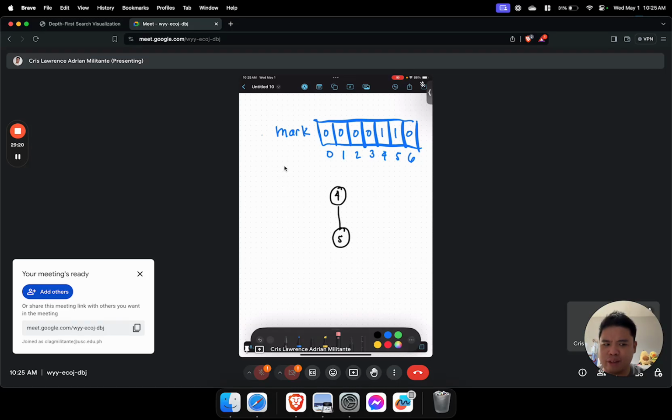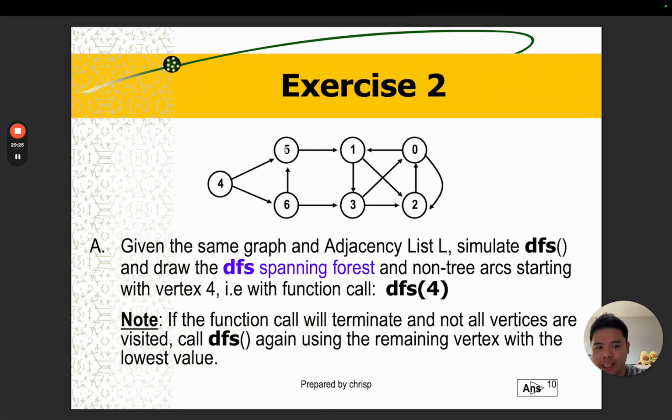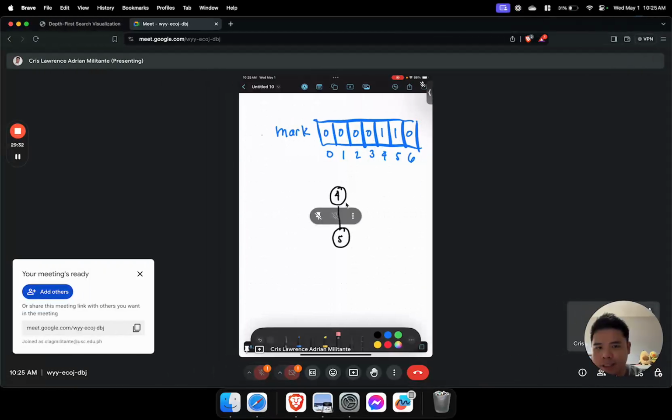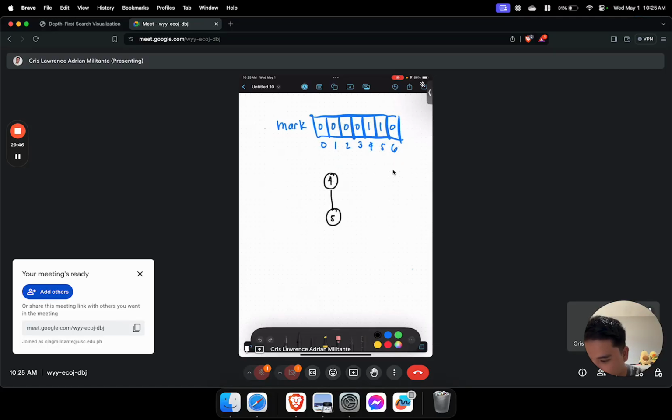I think we don't even need to do the WW thing. Let's just keep going. I'm currently now here. The only adjacent vertex I have is 1. Is 1 already visited? No, it's not. So I'm going to call DFS again. That's DFS 1, and I'm going to set 1 to visited.